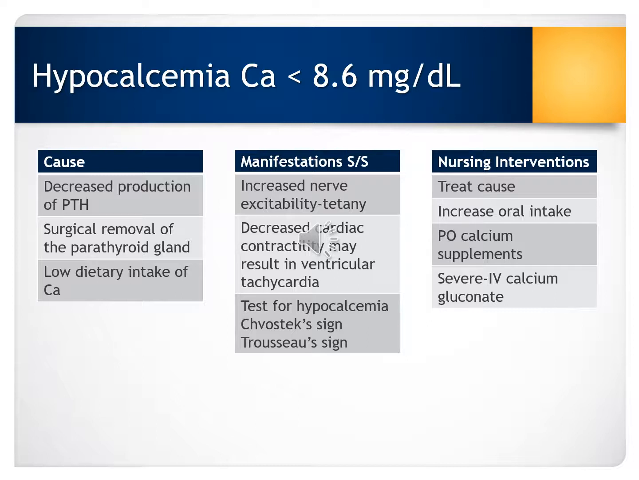So if we know the cause of hypocalcemia, we'll treat the cause. It's very simple. We can increase their oral intake. We can also put them on PO calcium supplements, and in severe cases, they may need an IV administration of calcium gluconate.